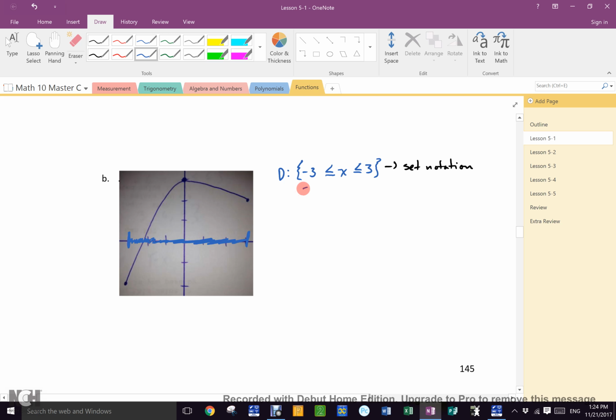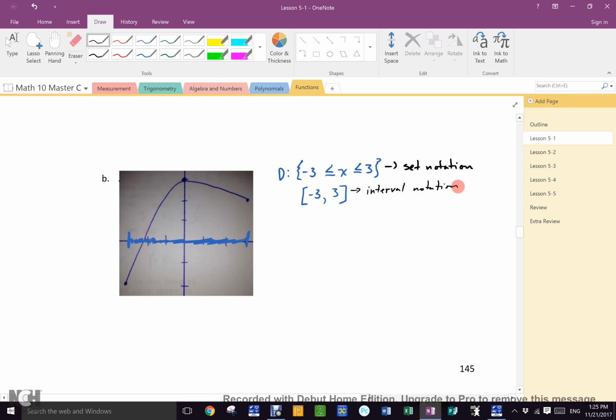Isn't that smarter though? They put a square bracket, -3. Then they put the other end of it with a square bracket. Wow. And that is called interval notation. When we do this from now on.